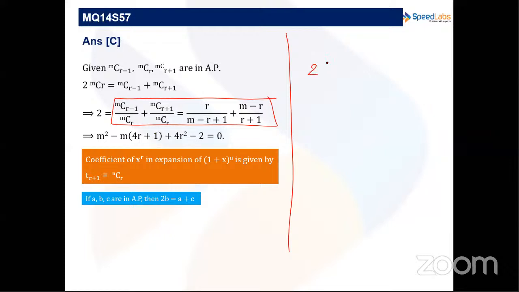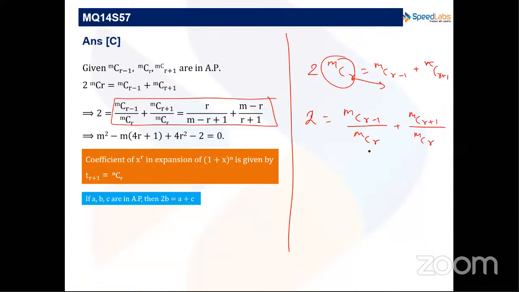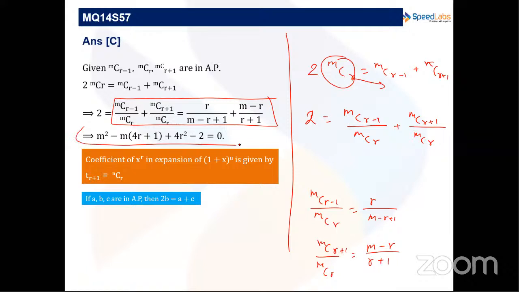So if you want to solve it, then it is 2 MCR equals to MCR minus 1 plus MCR plus 1. So keep this in denominator, and we know that this ratio MCR minus 1 upon MCR is equals to R upon M minus R plus 1. And MCR upon MCR plus 1 will be equals to R plus 1 upon MCR. So this value will be M minus R upon R plus 1. On simplifying, we will get the option number C. Going to the next question.